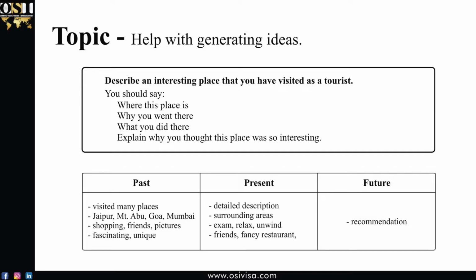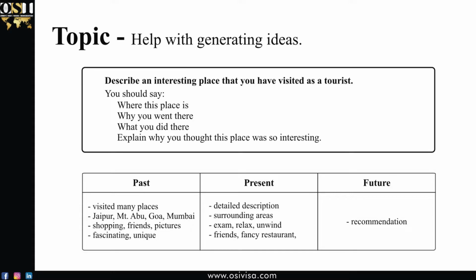You can again cover all the 4 points and talk about all these points individually in a little bit more detail. You can describe where this place is and also describe the surrounding areas and all that. You can describe why you went there by giving some background information that you had just finished your exams and you were looking for a place where you can just go and unwind. And you can also say what you did there in a bit of detail, not just give a list like shopping, hanging out with friends, eating at fancy restaurants.